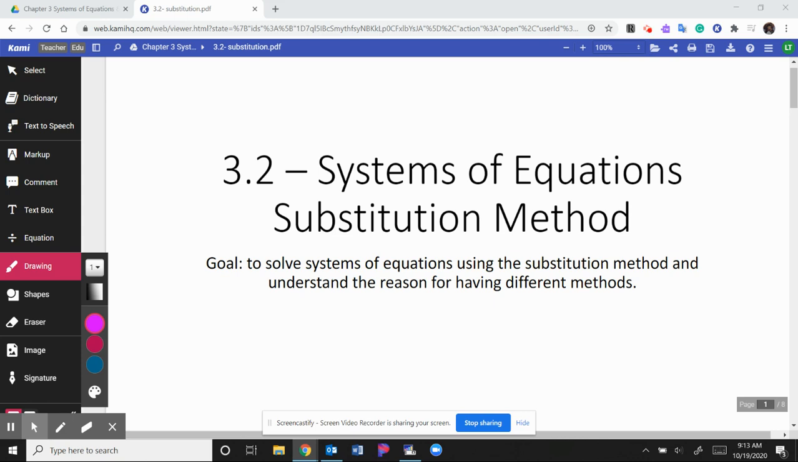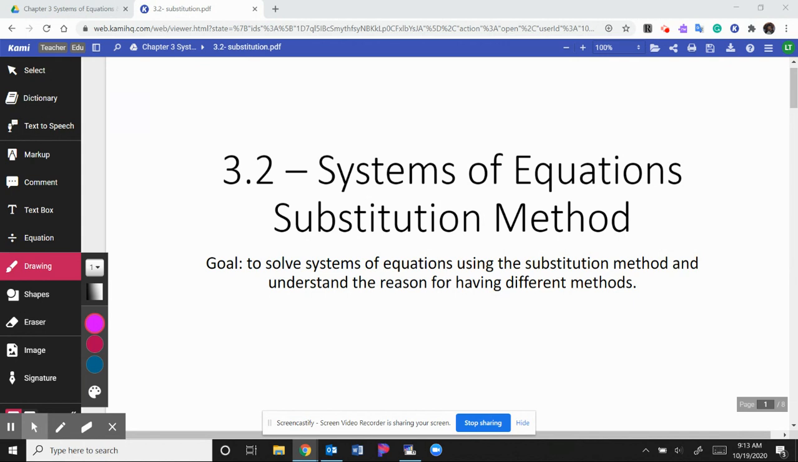Hey guys, today we're going to be talking about systems of equations again, but now we're going to be working with the substitution method. The reason we have different methods is because all of the graphing that we talked about in class came out to be nice, pretty numbers. Those two lines crossed at 2 comma 3, the two lines crossed at -3 comma -5. But we know that that doesn't always happen.